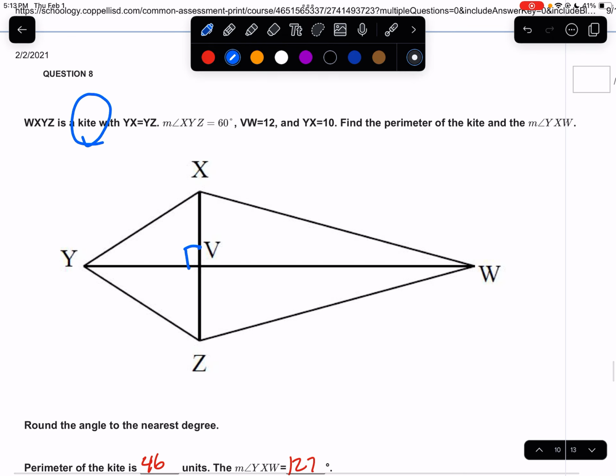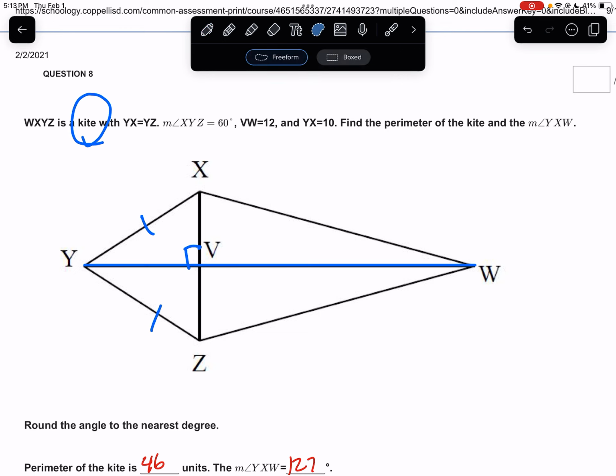So if they tell us that YX is equal to YZ, where's my line of symmetry? This blue line must be my line of symmetry. That means that it's reflected over that line. That means this side's going to be equal to this one. That means this angle is going to be equal to this one. We don't need every little detail, but it's a line of symmetry.